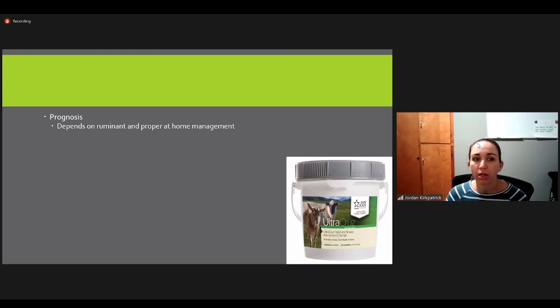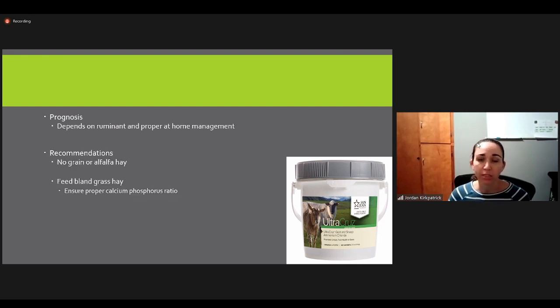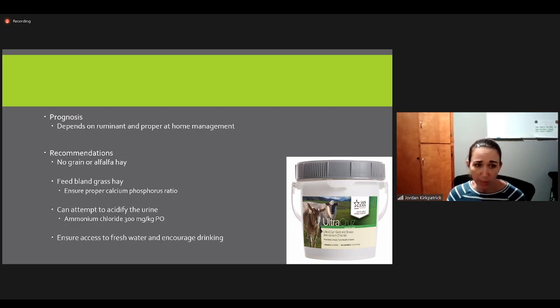Prognosis depends on the ruminant and then proper at-home management. I've had animals block a second time and need a second surgery. Things that they can do at home: no grain, because we want to make sure they're ruminating normally. No alfalfa hay, because you don't want anything high in calcium. So feed a really bland grass hay and ensure a proper calcium phosphorus ratio.